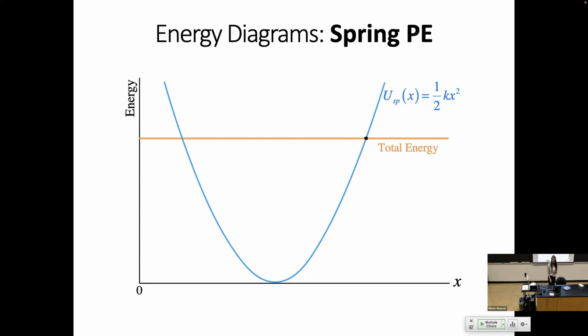Our turning points, what are those? Well, if you pull the spring out, that's its maximum displacement. And then if you let it go, it'll squish in and there'll be a turning point there, and it'll go back and forth. So it'll be stuck between those 2 points, which are dictated by the initial amount of energy you put into the system, which is your total energy. So here are our turning points.